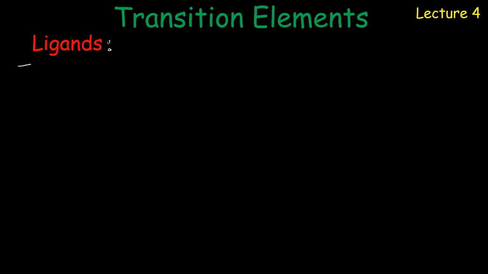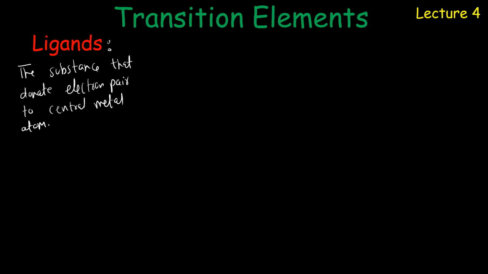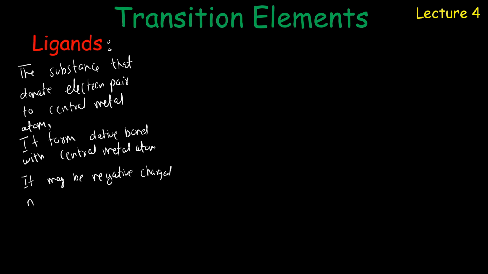So we define it as the substance that donates electron pair to central metal atom and forms dative bond. It forms coordinate covalent bond, also named as dative bond. Dative bond बनाता है with the central metal atom. It may be negative charge, neutral or positive charged as well.